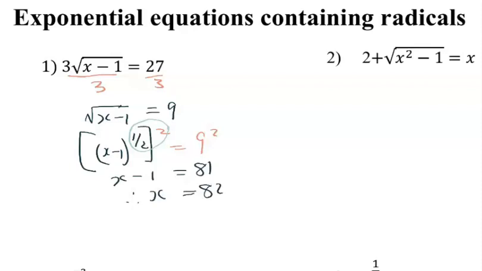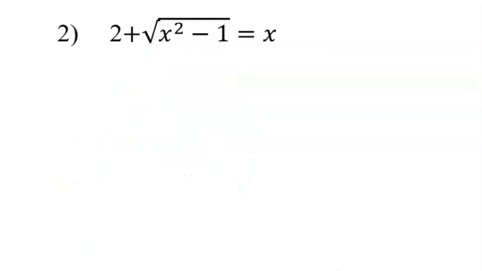By substituting 82 back into the original equation, we can check whether it satisfies the original equation. Let us now look at the second example. In this case, we have 2 plus a radical, and whereas in number 1 it would not matter if we squared directly containing the 3 or not, here it does matter, because if we square the left hand side we will not get rid of the square root, and that's the purpose of the whole exercise.